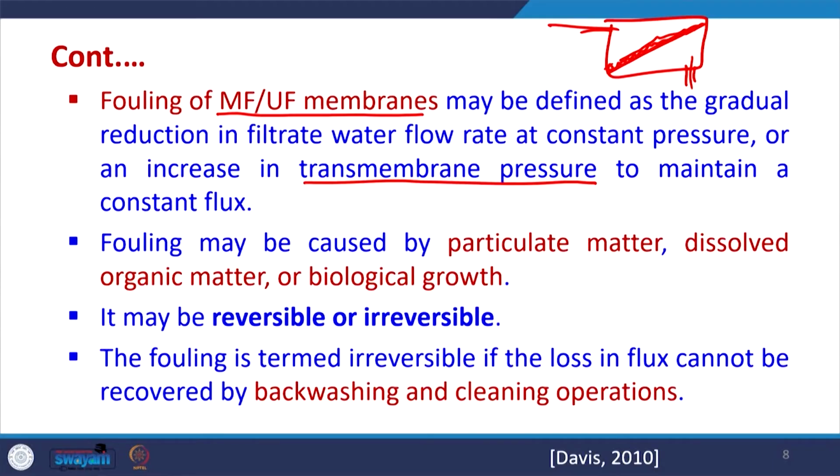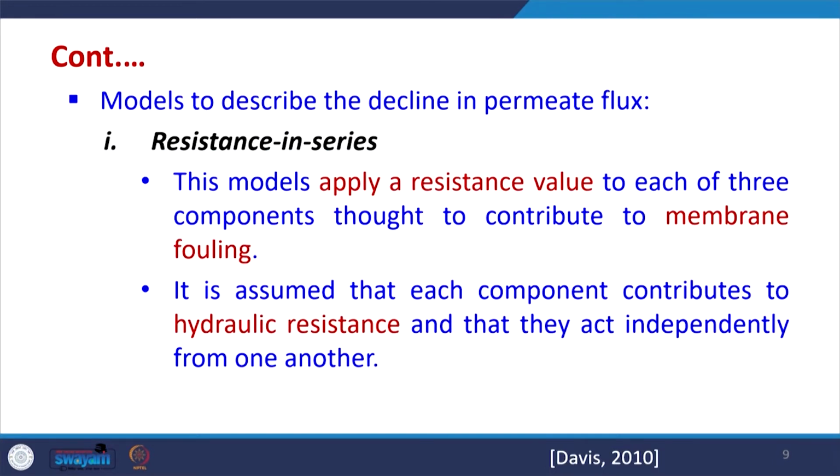Fouling may be irreversible, but if it is irreversible, it is totally undesirable; if it is reversible, it can be taken care of. The fouling is termed irreversible if the loss in flux cannot be recovered by backwashing or cleaning operations. There are different models which can be used to describe the decline in permeate flux.